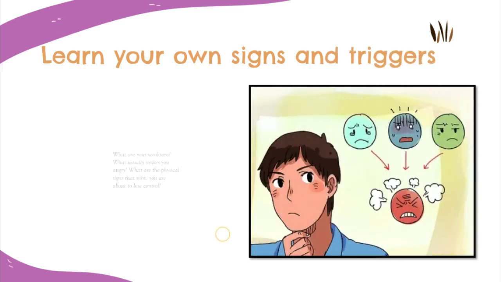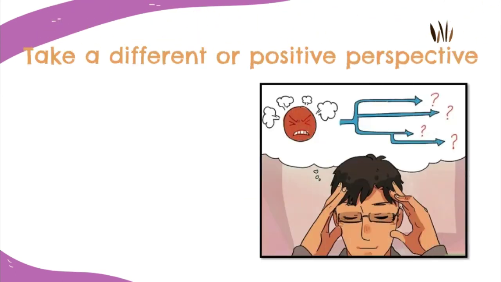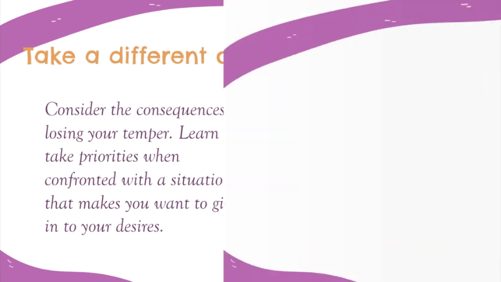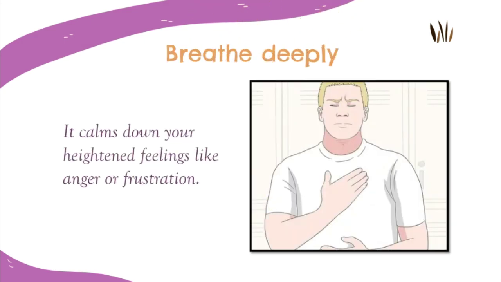First, learn your own signs and triggers. What are your weaknesses? What usually makes you angry? What are the physical signs that show you are about to lose control? Take a different or positive perspective. Consider the consequences of losing your temper. Learn to take priorities when confronted with a situation that makes you want to give in to your desires. And lastly, breathe deeply. It calms down your heightened feelings like anger or frustration.